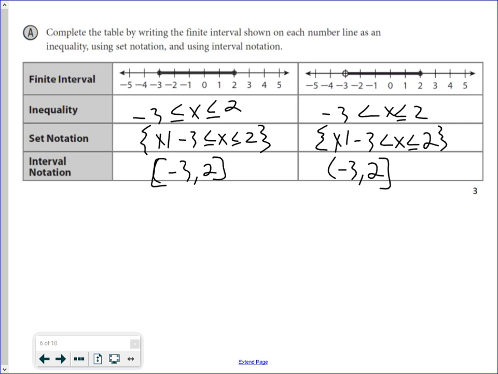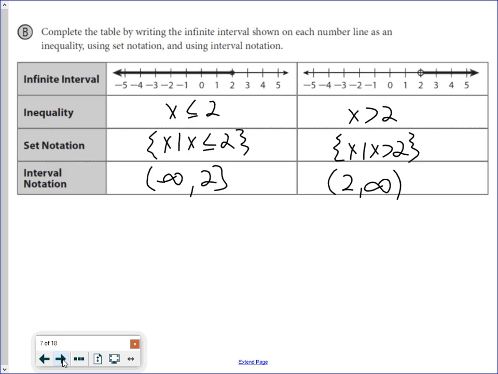So x such that -3 is less than x, which is less than or equal to 2. And finally, interval notation will have a parenthesis for -3 and a square bracket for 2. Now I want you guys to try B as well. It's pretty much the same thing, except there are going to be infinite intervals instead of finite intervals. So pause the video again, try it out, and in a quick second, I will be posting answers on the screen, on the video.